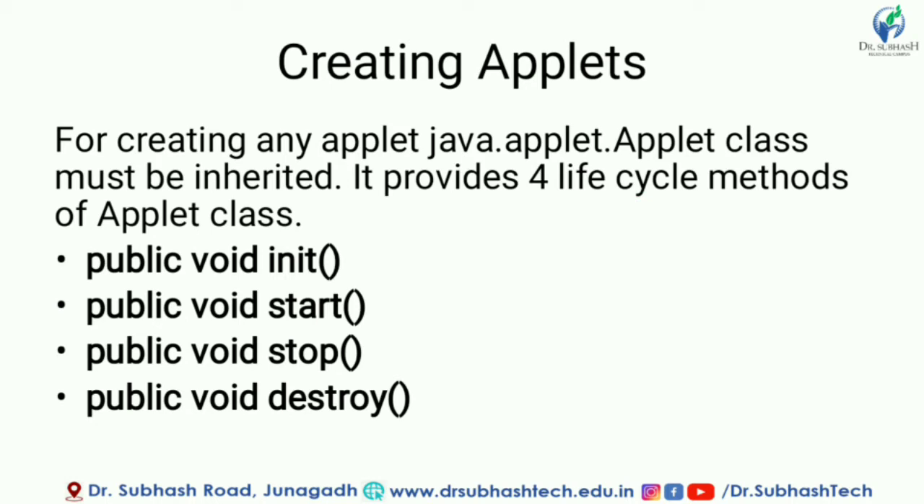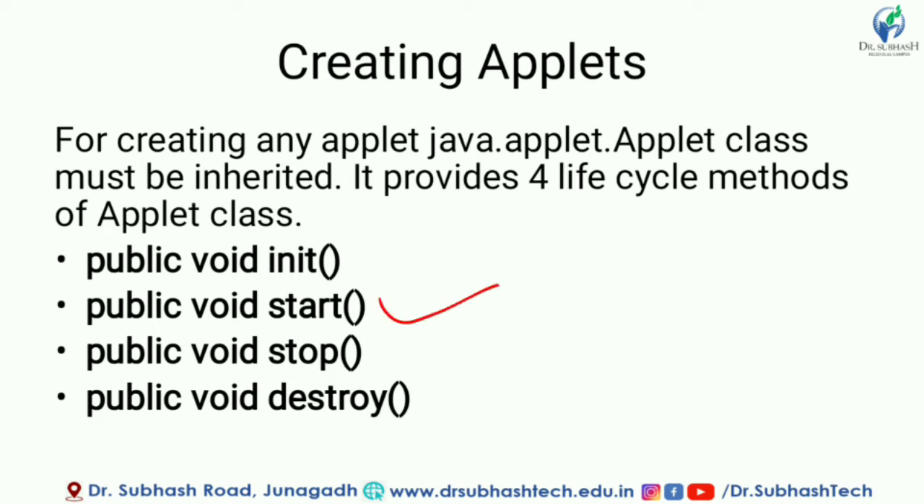The init method is invoked only once, right? And the start and stop methods will be invoked according to the operations on the applet. And the destroy method will be invoked only once after closing the applet. I will remind you that in the init method, we will initialize the applet. That means setting the parameters, setting the applet size, or setting the background color of the applet. So these are the basic initializing parameters we will set in the init method.